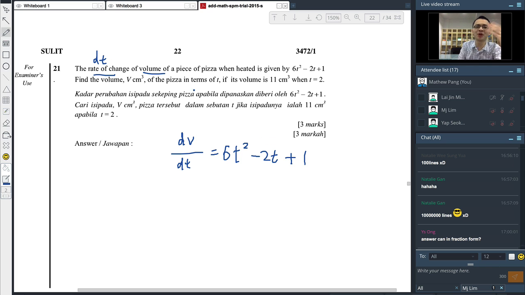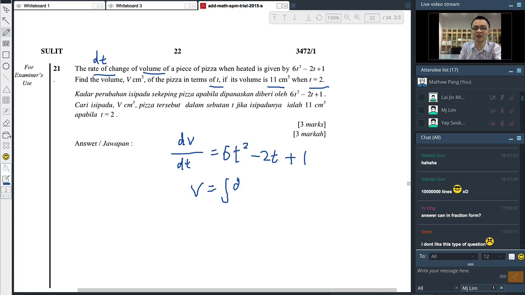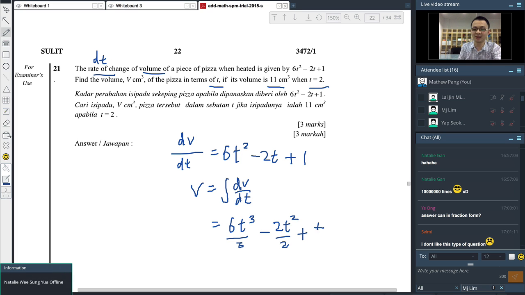Then the question asks you to find the volume in terms of t, if volume equals 11 when t equals 2. So from dv/dt, if you want to get back v, the only way is to integrate dv/dt. So I will integrate this: 6t to the power of 3 divided by 3, minus 2t to the power of 2 divided by 2, plus t, plus c.